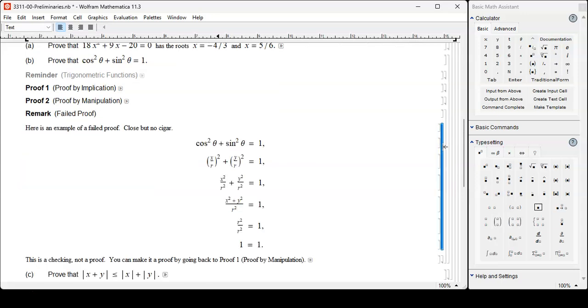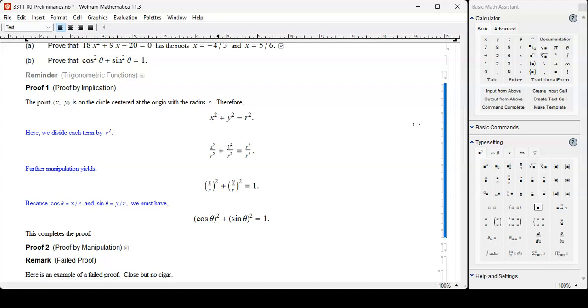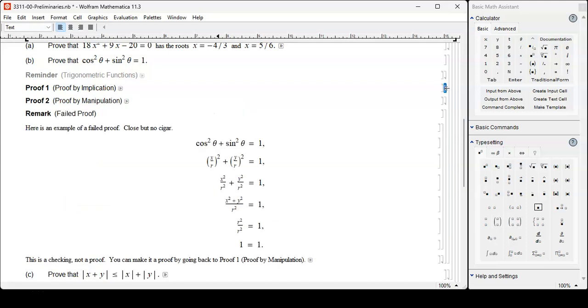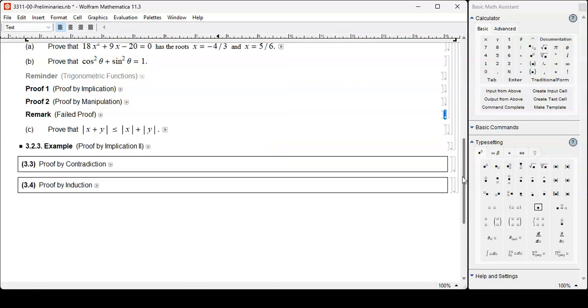This is a failed proof, by the way. Yeah, you can write all those, all aligned, but how are they related? This is a checking process. It's not a proof. Close but no cigar. And of course, if you write down all those explanations here, as I did here in proof number 1, then you can make it perfect. But by itself, this is imperfect, incomplete.